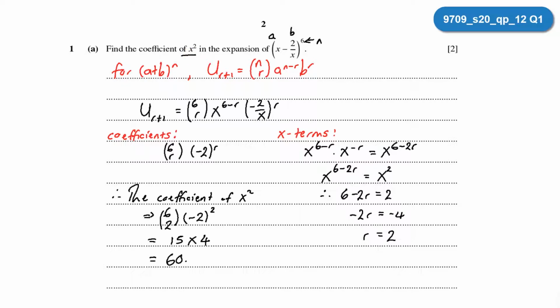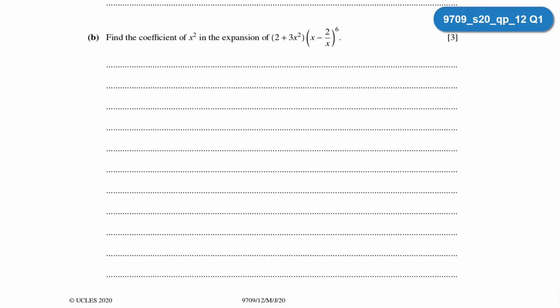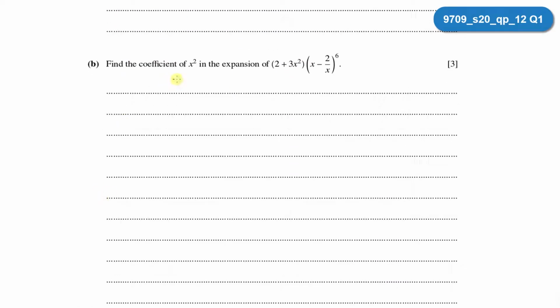Let's scroll down to part b. Find the coefficient of x squared in the expansion of (2 plus 3x squared) times (x minus 2 over x) to the power of 6. Now, we are multiplying two brackets here, and we know that in our process of multiplying, 2 is going to multiply the second bracket, and from there, we should get a term in x squared.